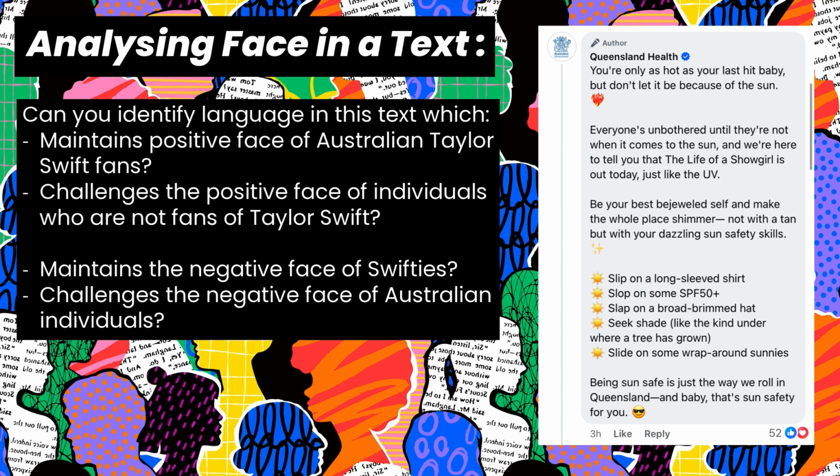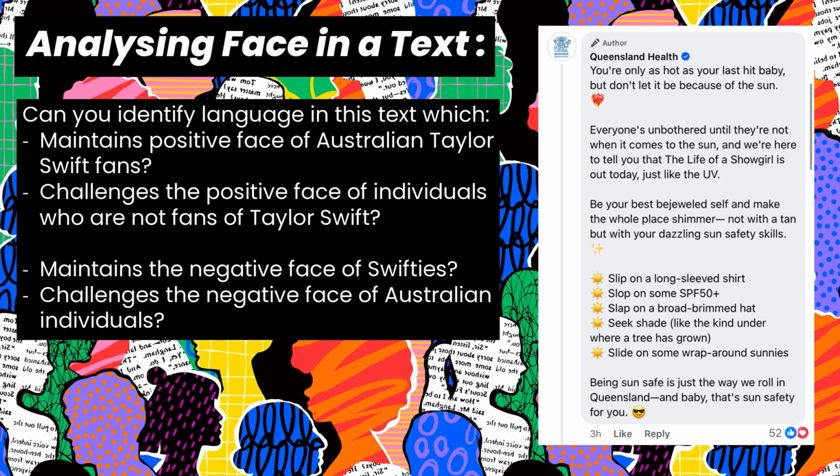Now, we've got that first independent clause, you're only as hot as your last hit, baby, which if you're also a Swiftie, you'll be able to infer that this is a line from one of Taylor Swift's songs. So we could talk about this independent clause as language that requires inference, and we've got two pieces of metalanguage there that's maintaining the positive face of Australian Swifties by using language that they will be able to recognise and infer as coming from one of the songs off the new album.